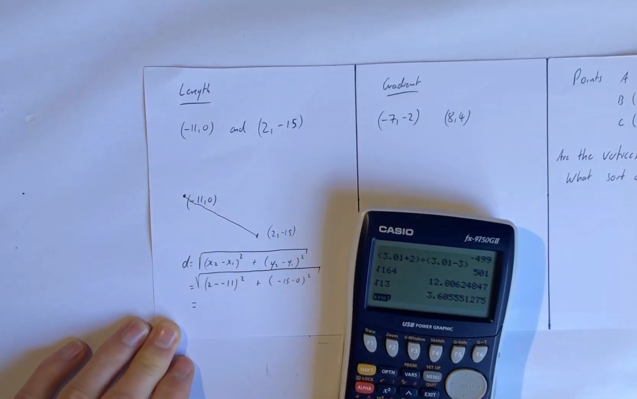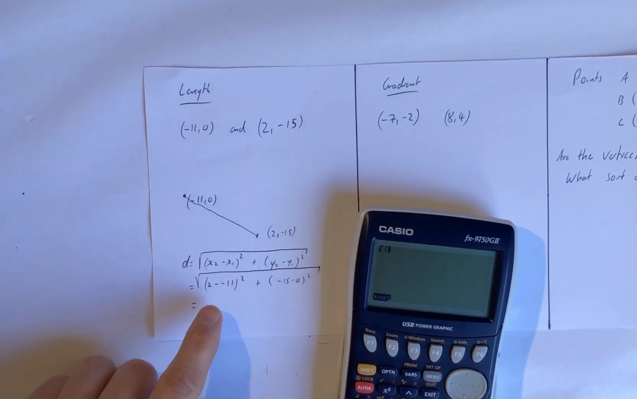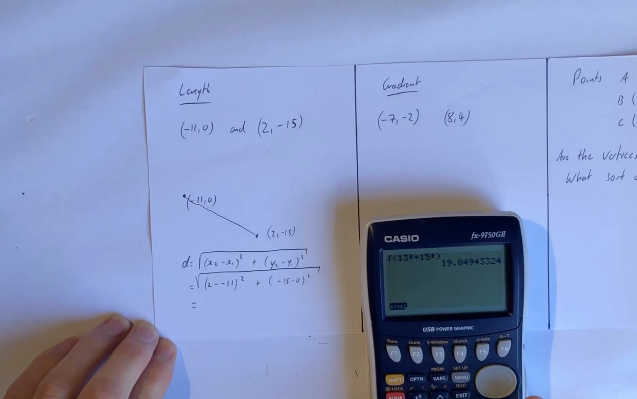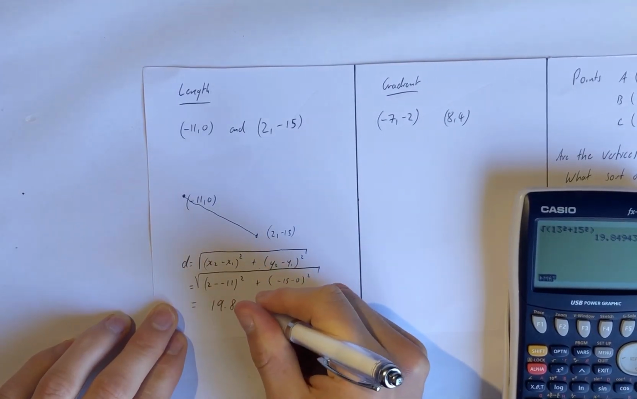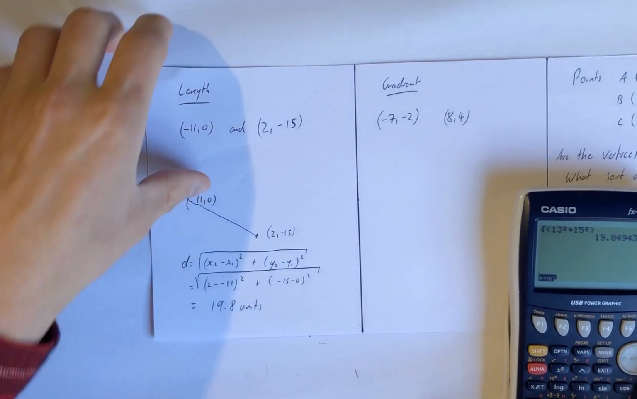So if I was to put this in my calculator, I have square root, and I'm going to do this all in brackets. I could have 2 plus 11 squared. 2 plus 11 is 13. So it's 13 squared plus, and that's just 15 squared, isn't it? If I square root all that, I would have 19.8. I had to just chuck that in my calculator because I'm running out of room here.